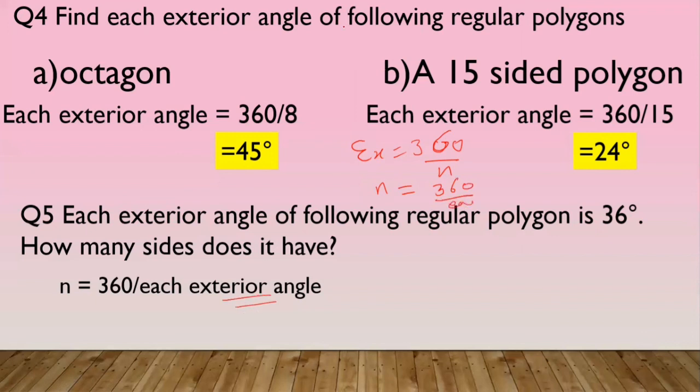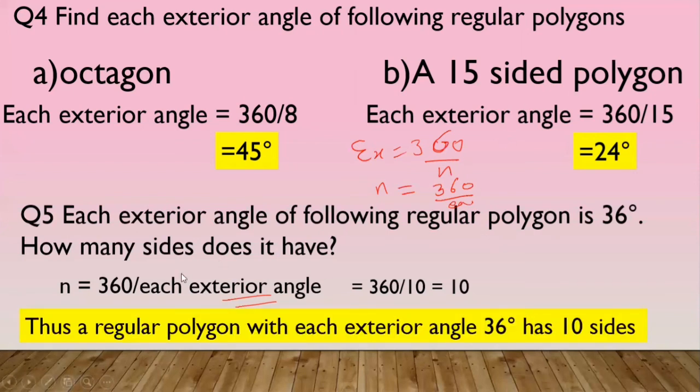So let's use this formula to solve this sum. Substitute in the formula: 360 divided by the size of each exterior angle, which is 36. So 360 divided by 36 is 10. That is how, if we know each exterior angle of a regular polygon, we can find the number of sides. Got it, children? Understood both sums? Everybody? Okay, let's move on. A regular polygon with each exterior angle 36 degrees has 10 sides. Just now we have seen this.